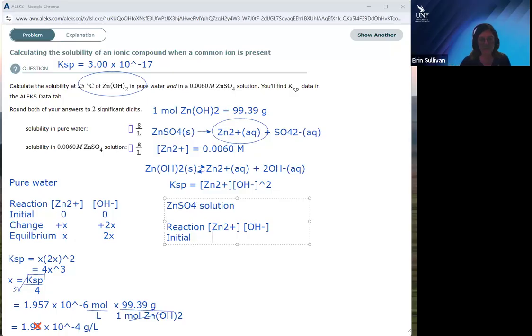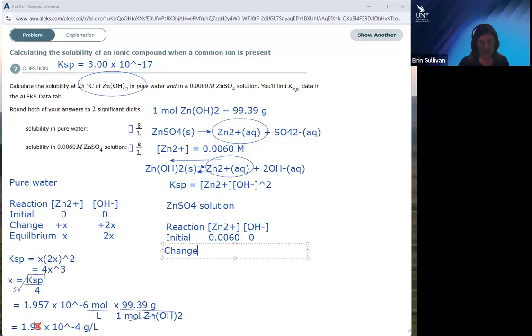Why can we do the x is small approximation? Well, because we know the presence of that common ion is going to inhibit the dissolution of the zinc sulfate. It's like a kind of concentration stress, right? We are causing there to be an excess of these zinc 2 ions on the right-hand side of the equation. So according to Le Chatelier's principle, that is going to push the equilibrium to the left, further suppressing the dissolution of our sparingly soluble compound.